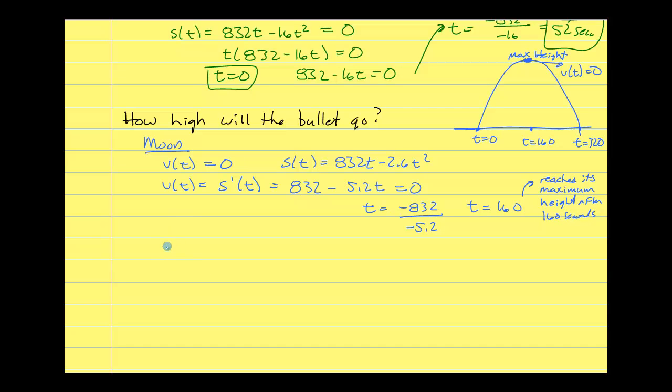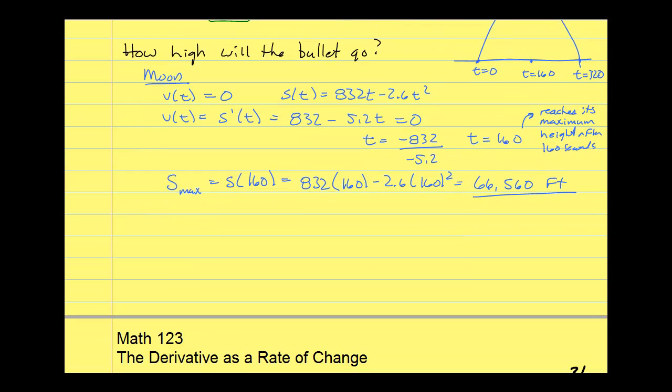So in order to find that maximum height, or the maximum position is sometimes how you'll see that read, S sub max, that would be my position function evaluated at 160. Now remember, this is my position, it's not the derivative, so I plug it right in to my original position function. 832 times 160 minus 2.6 times 160 squared. And if you plug and chug through that, you get 66,560 feet above the Moon's surface. That's amazing.